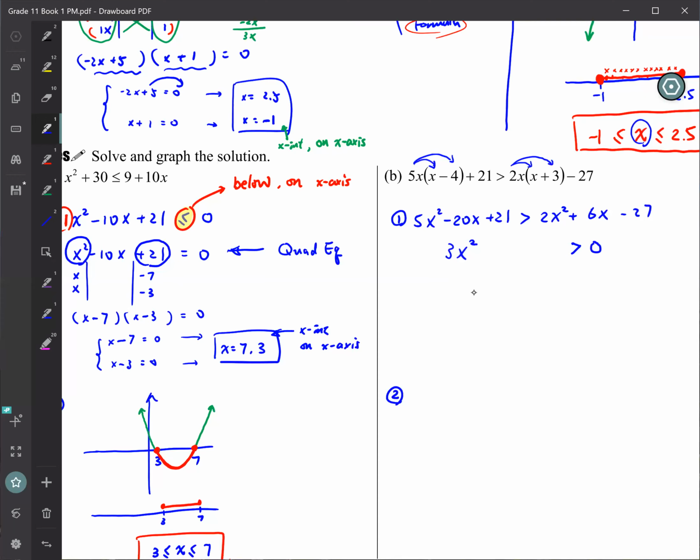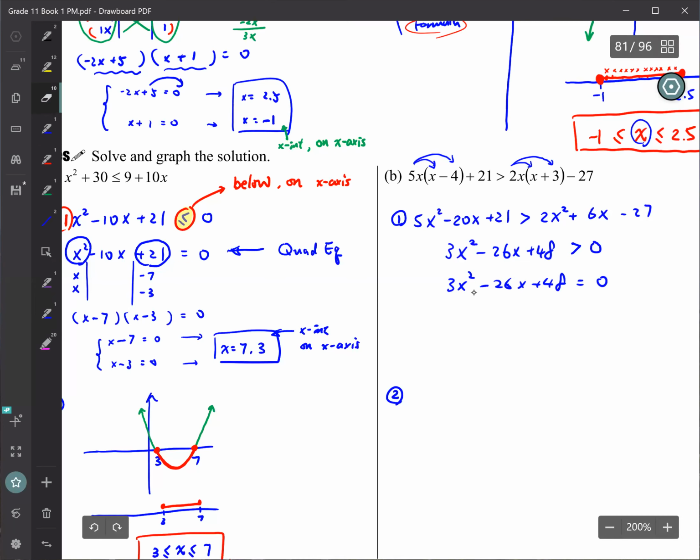I got a minus 26x and then plus 48. Okay, very good. After this, you start finding your roots, okay? So 3x squared minus 26x plus 48 equals 0, okay? So for roots, if you think it's very difficult to factor, then use the quadratic formula. If you're able to factor, then just factor it, right? Sometimes number too big or too many choices, right? It might be difficult to factor.